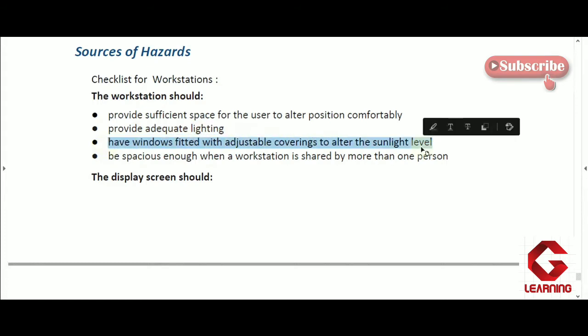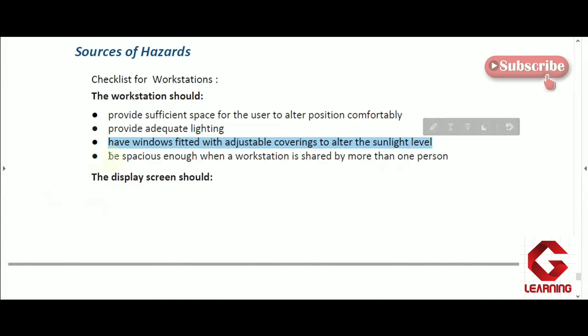Now the third one is to have windows fitted with adjustable covering to alter the sunlight level. We don't always need the same light inside the room. Sometimes we need high intensity, sometimes low intensity. So our workstation should not depend on the natural light alone. Windows should be fitted with adjustable covering, and employees can use it to change the intensity of light inside the workstation. As per convenience, employees will be able to change light intensity by just changing the position of the adjustable coverings.